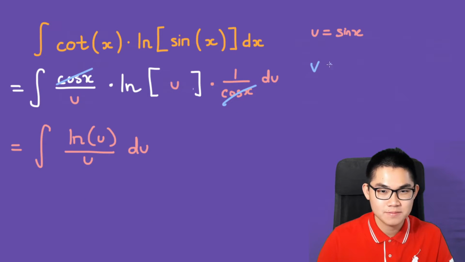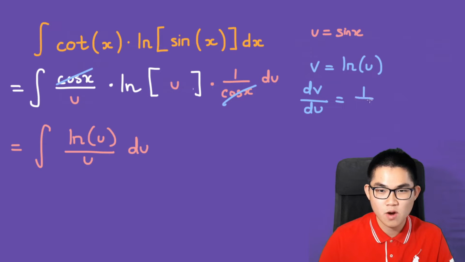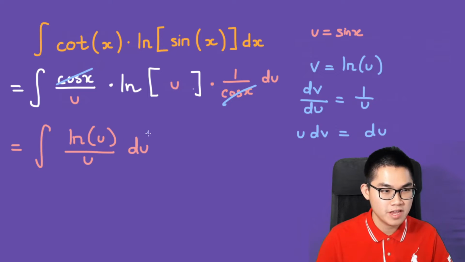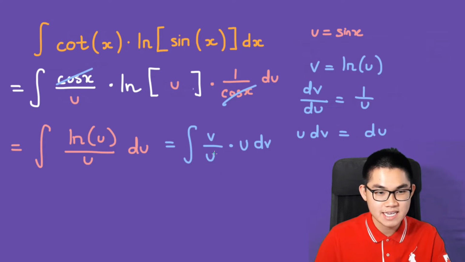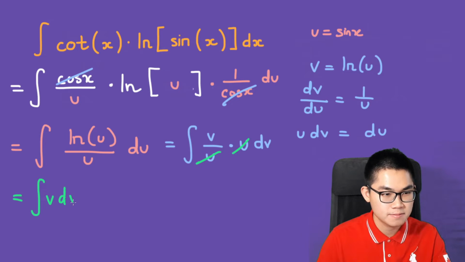So let v equal the ln of u. Differentiating it, dv over du is going to be 1 over u. So u times dv is equal to du. So over here, we're going to have the integral of v over u, and du is going to be u times dv. So this is going to be u times dv. And now, as you can see, the u's will cancel out, and we have the integral of v dv. So the antiderivative of this is simply 1 over 2 v to the power of 2 plus c.